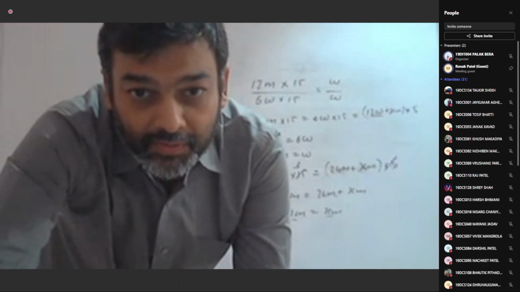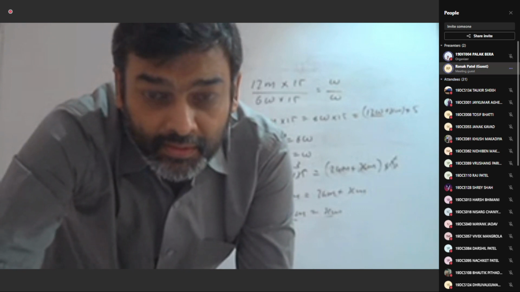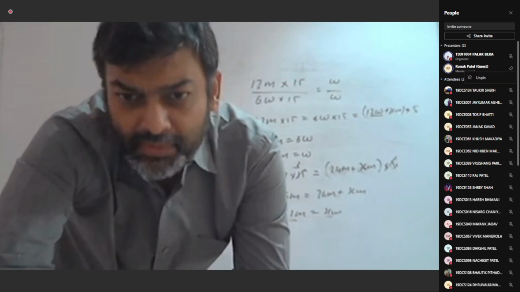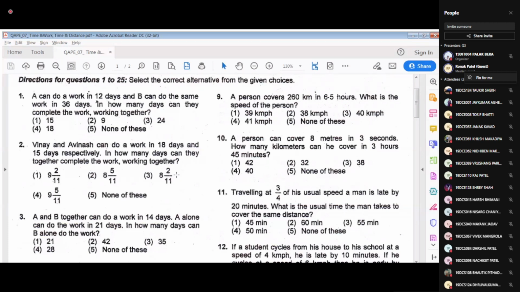Right? So let me start this one. This is based on some time and distance concept we discussed. So try this first one, everybody. Forty kilometers per hour.